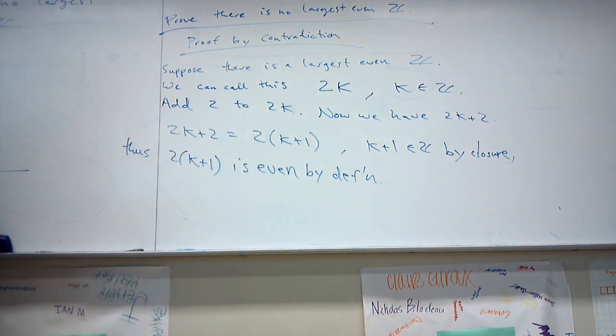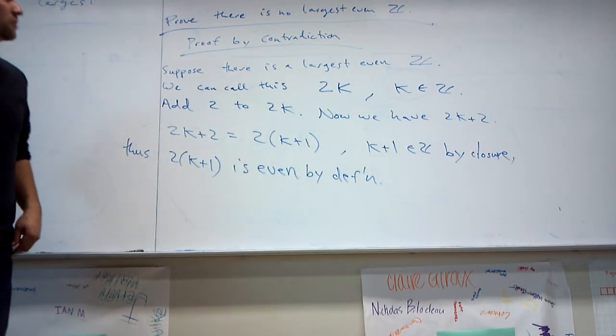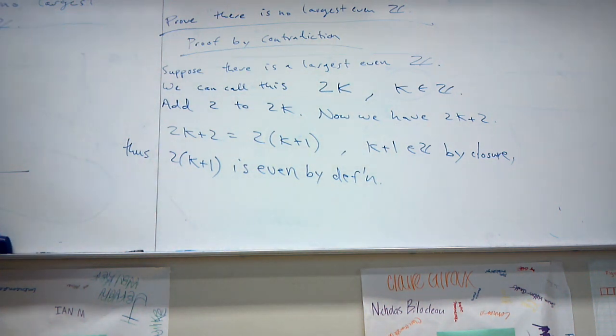So on the homework, the one that we have in your homework is prove there is no largest odd integer. So you would add 1. So it'd be 2k plus 1, and then you're going to add 2 to that number as well.